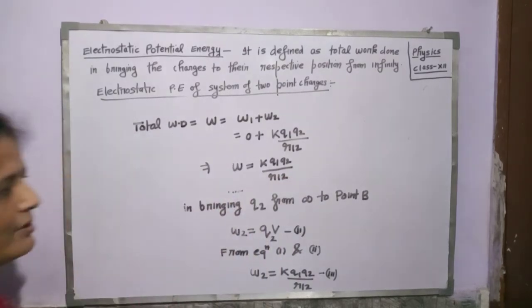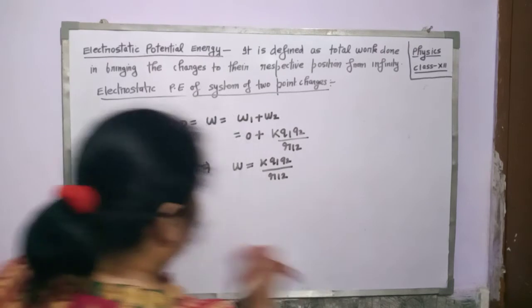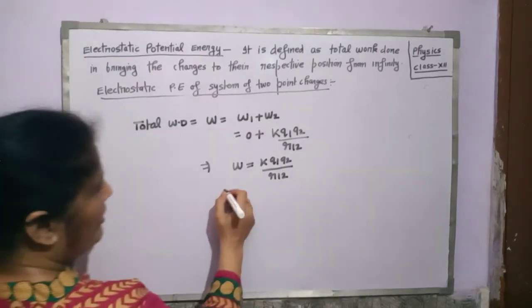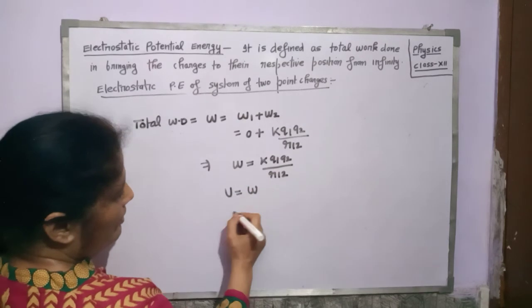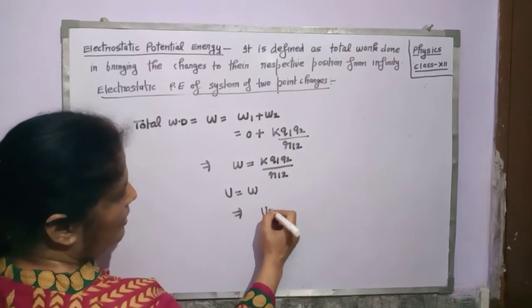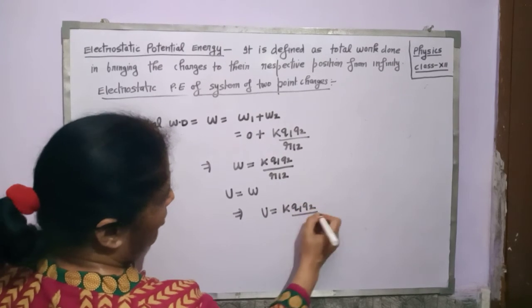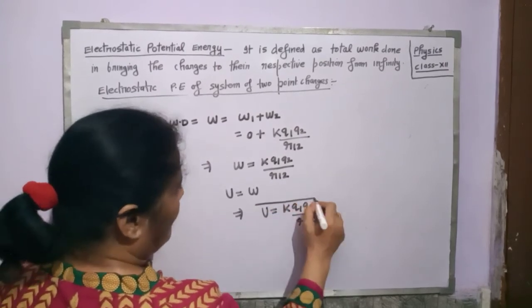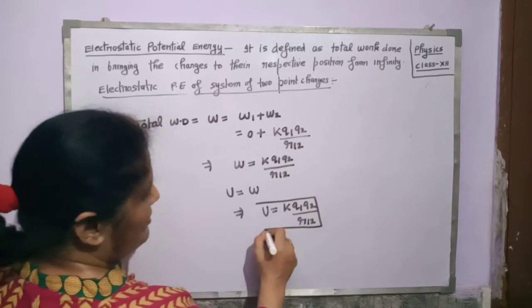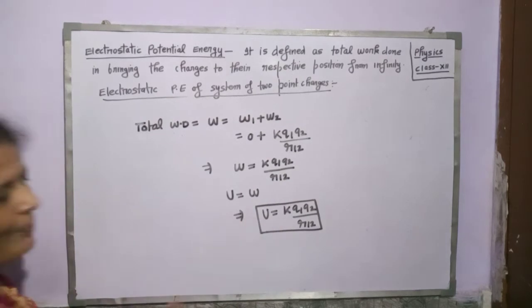This work done is stored in the form of potential energy. Potential energy is denoted by U. U becomes equal to W. This implies that U is equal to K Q1 Q2 upon R12. This is the expression for potential energy of a system of 2-point charges, which is in your syllabus.